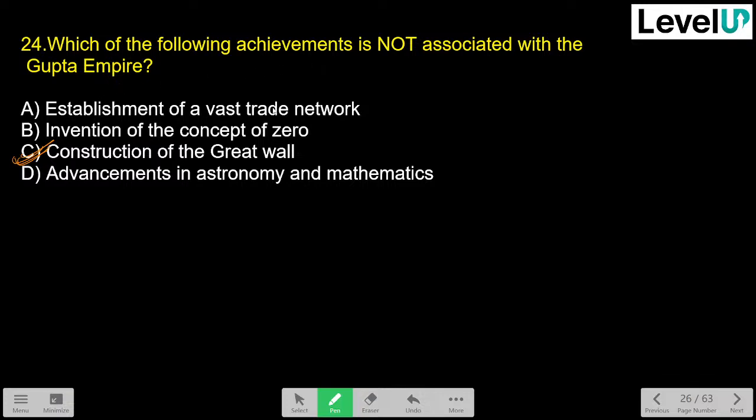So during the Gupta Empire, establishment of a vast trade network was done. It is very important. The invention of the concept of zero, that is Aryabhat. Aryabhat was the contemporary of the Gupta Empire. So you can derive some important topics or questions from this part only. Advancement in astronomy and mathematics was done in the Gupta period. So the Gupta empire was known as the golden period of India.